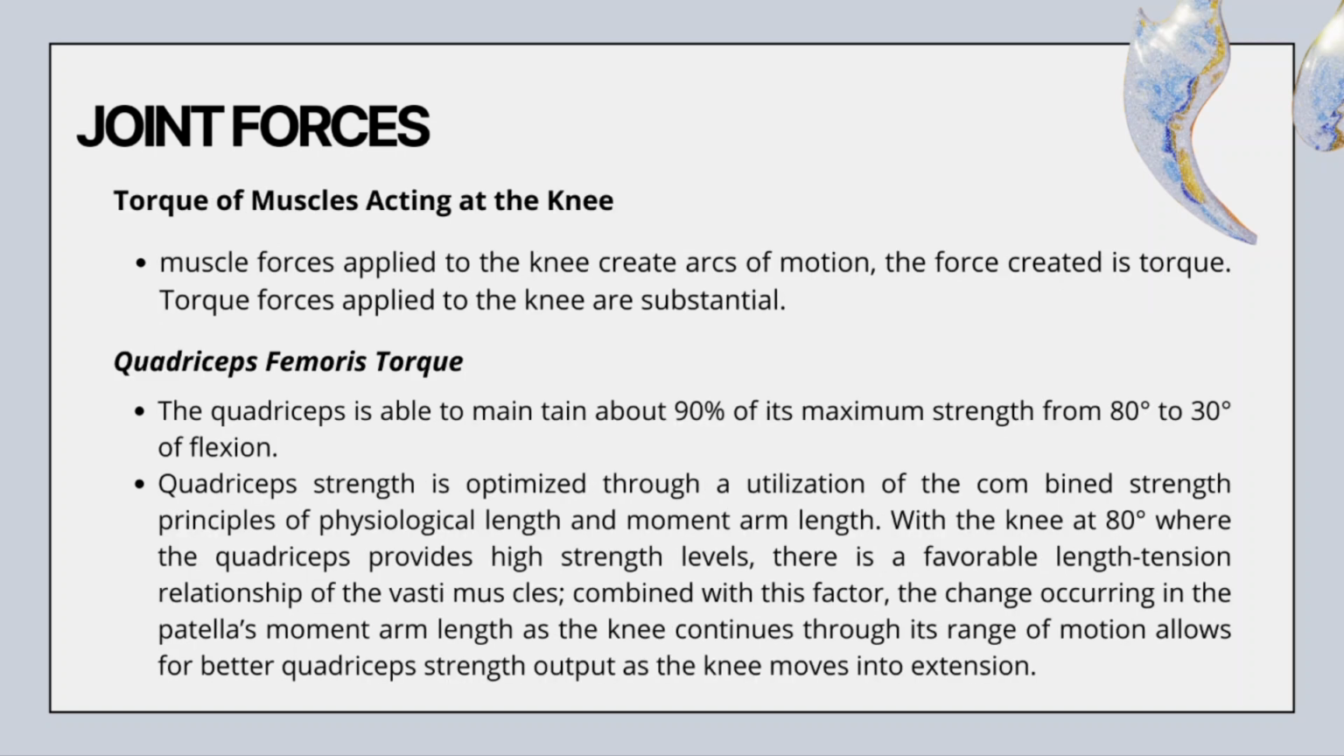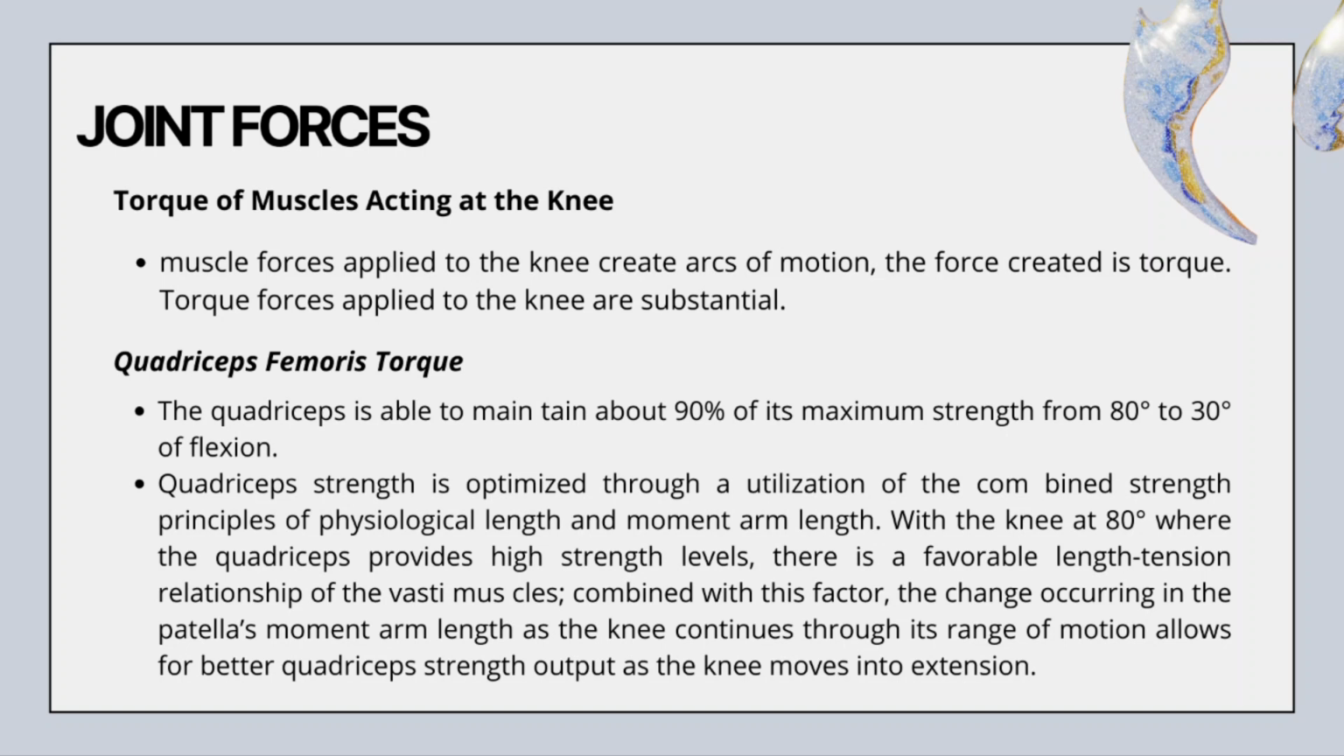Next is torque of muscles acting at the knee. Muscle forces applied to the knee create arcs of motion. The force created is torque. Torque forces applied to the knee are substantial. Quadriceps femoris torque: the quadriceps is able to maintain about 90% of its maximum strength from 80 to 30 degrees of flexion. Quadriceps strength is optimized through utilization of the combined principle of physiological length and moment arm length.